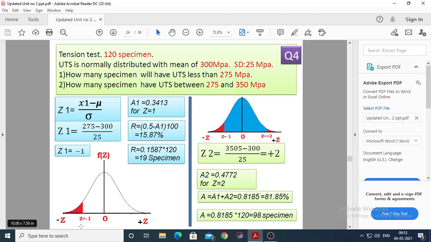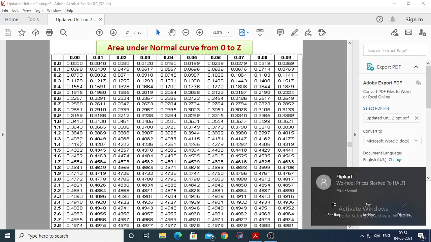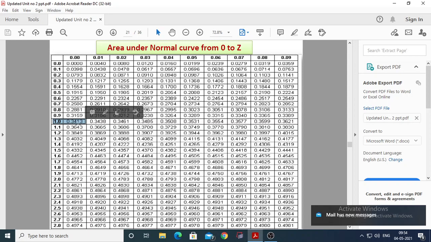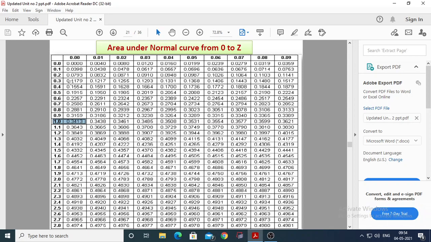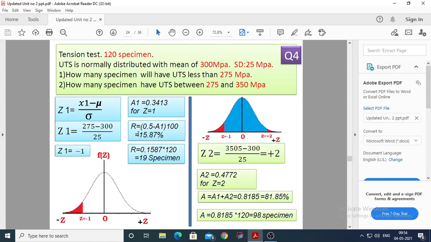Then see how to calculate that. Again, Z1 is equal to minus 1. Once you have got Z1 equal to minus 1, see how to calculate this value. This is the 1, and there is 1.00. That's why we will get 0.3413. You have to look in the first column. This 1.0 is related to the 0.00 column, and 0.3413 is there. We will check 0.3413.